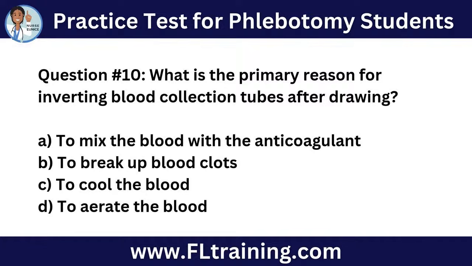Question number 10. What is the primary reason for inverting blood collection tubes after drawing? Why do we turn them up and down? Is it A, to mix the blood with the anticoagulant, B, to break up blood clots, C, to cool the blood, or D, to aerate the blood?